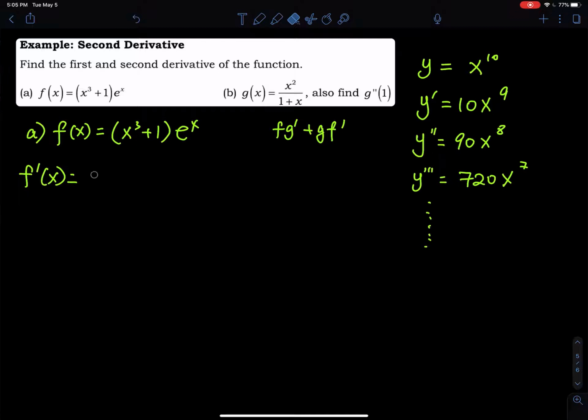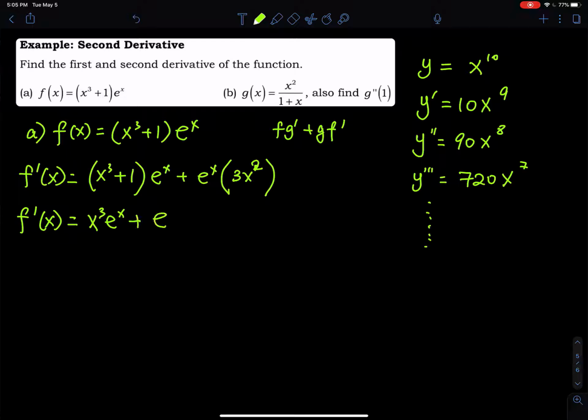f is x to the third plus 1, the derivative of e to the x is still e to the x, and then plus g, e to the x, times the derivative of the parenthesis, which is 3x squared. That's it. The derivative of 1 is 0. Alright, and then you have f prime of x equals x to the third e to the x plus e to the x, and then plus 3x squared e to the x. So that is the end of the first derivative.